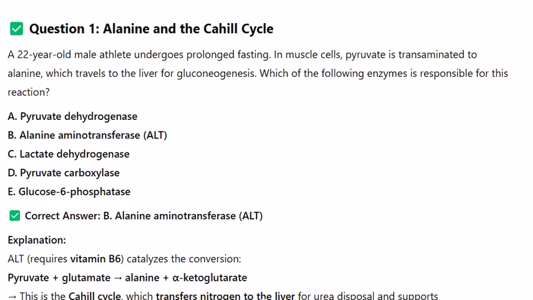A. Pyruvate dehydrogenase. B. Alanine aminotransferase, ALT. C. Lactate dehydrogenase. D. Pyruvate carboxylase. E. Glucose 6-phosphatase. Correct answer: B. Alanine aminotransferase, ALT.